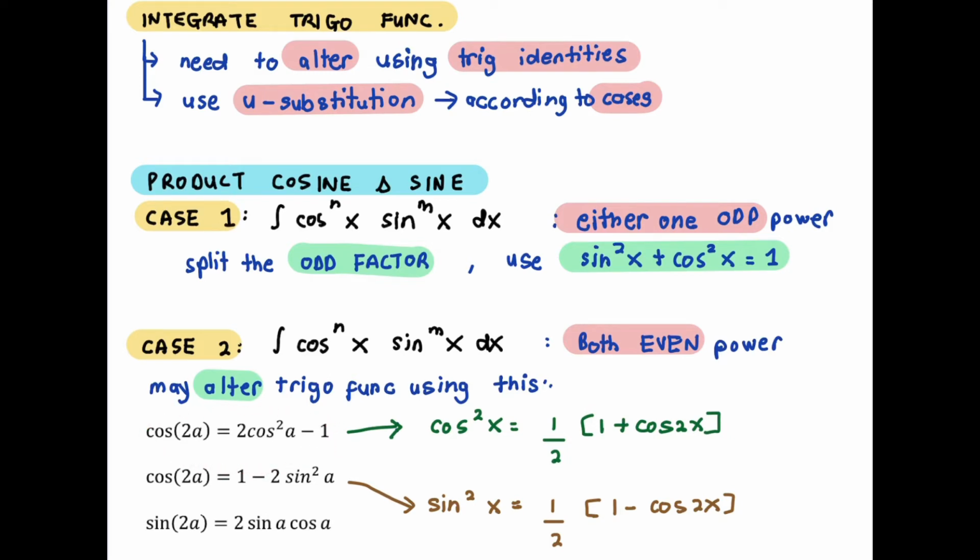And then for sine squared A, we can just adjust from here. Sine squared x is equal to 1 over 2 in bracket 1 minus cos 2x. This is just what you need to do for case number 2. So let's see the example below.